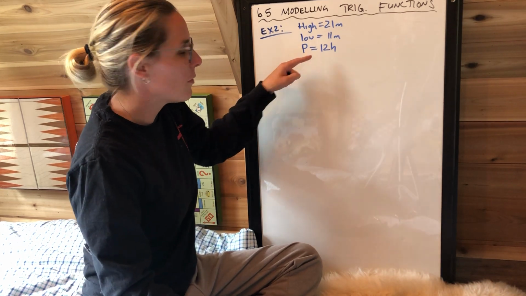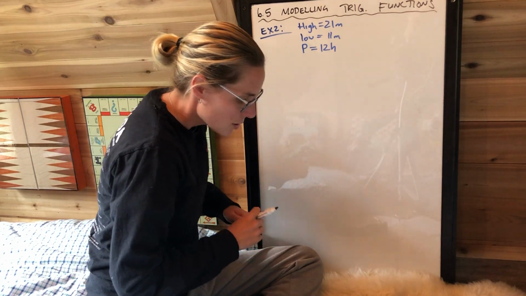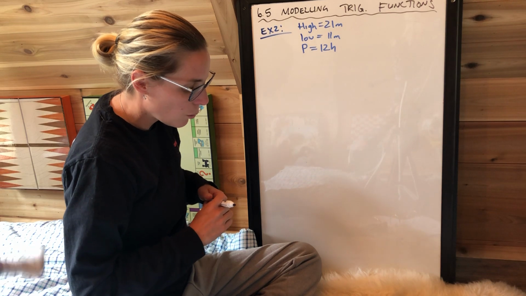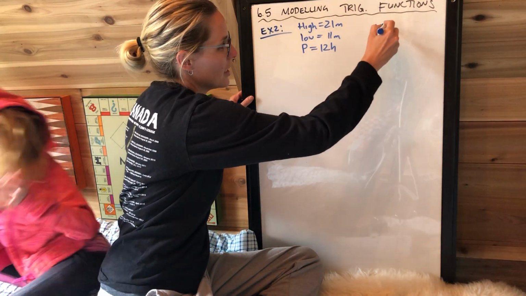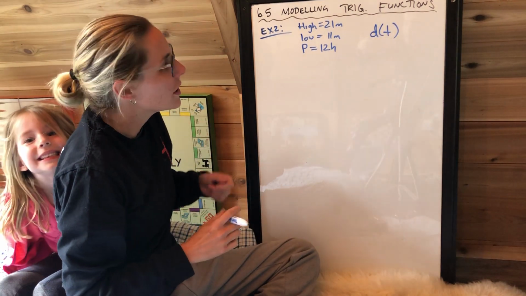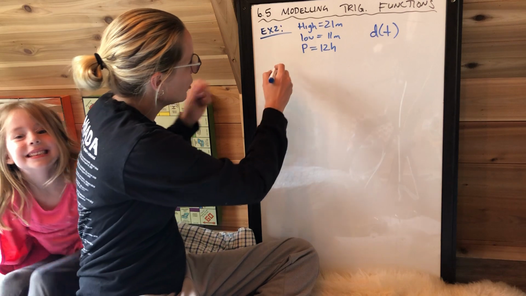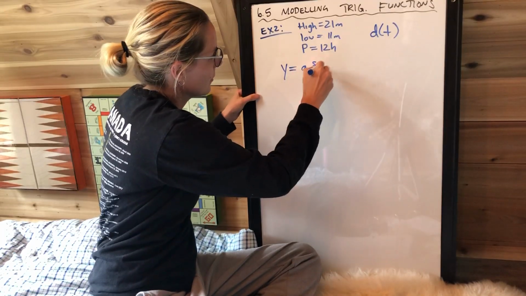Okay, so a period of 12 hours means you get a high tide and a low tide. That's what we're considering a tidal cycle here. So find an equation for water depth D as a function of time. So we're trying to find D of T. So instead of using X's and Y's, we're really using D's and T's. So when we look at the general equation, we pick sine or cosine.